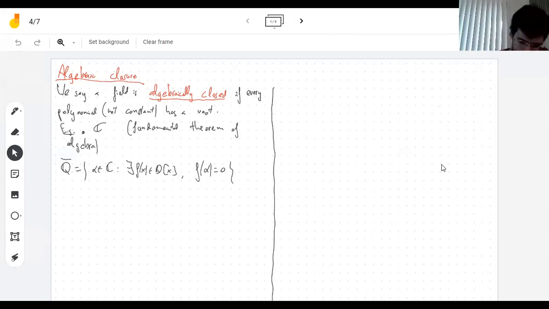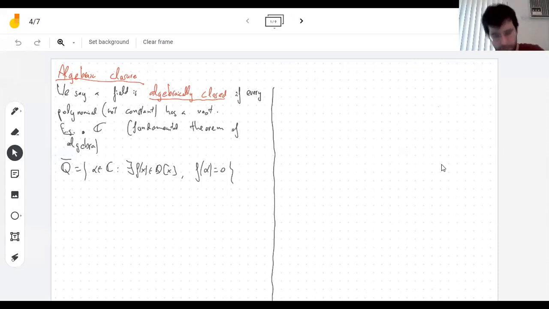So we were talking about algebraic closure on Monday, and I still have a couple of things to say. So let's recall the definition. A field is algebraically closed if every polynomial has a root. It's a big theorem that the complex numbers are algebraically closed.